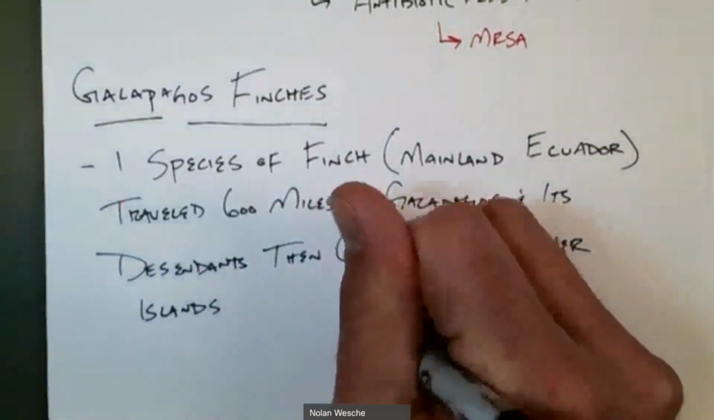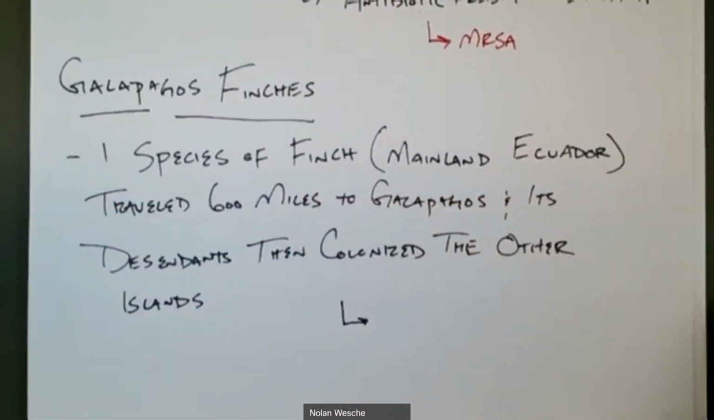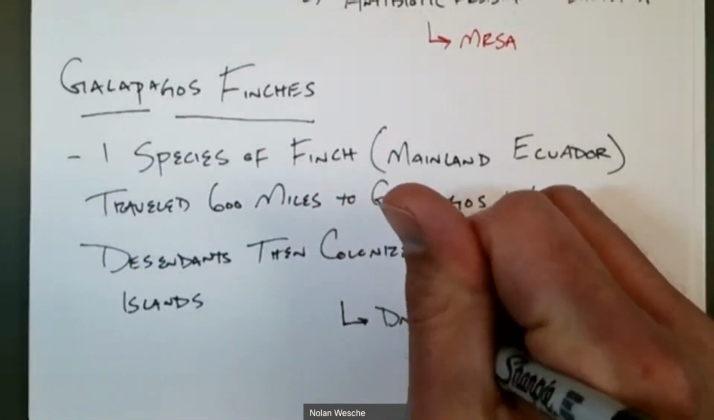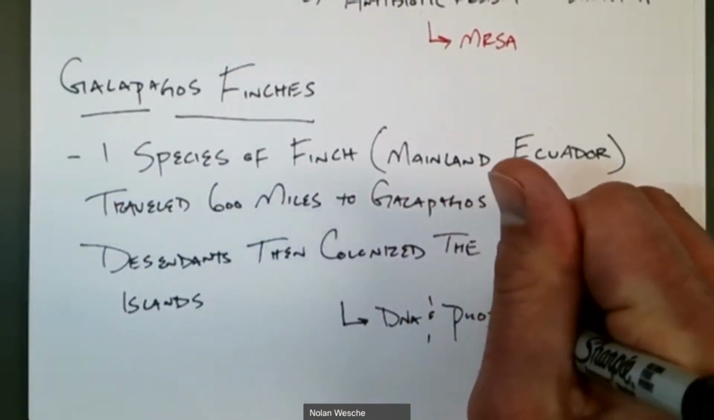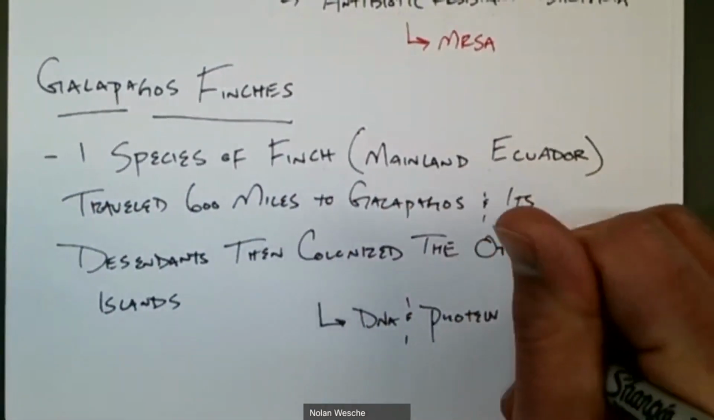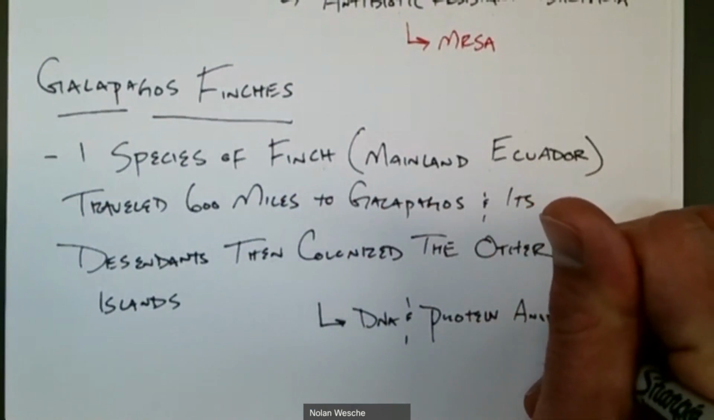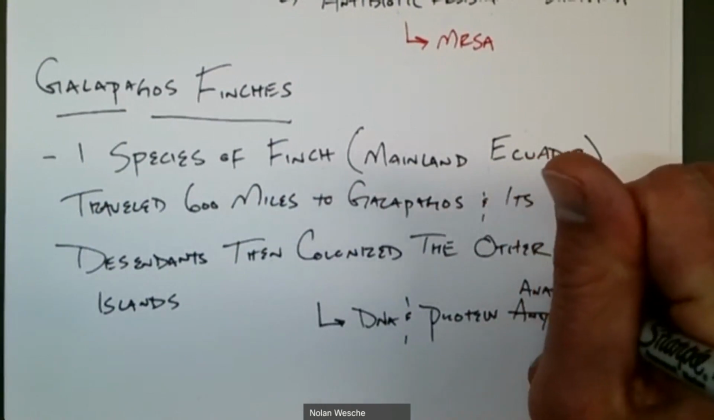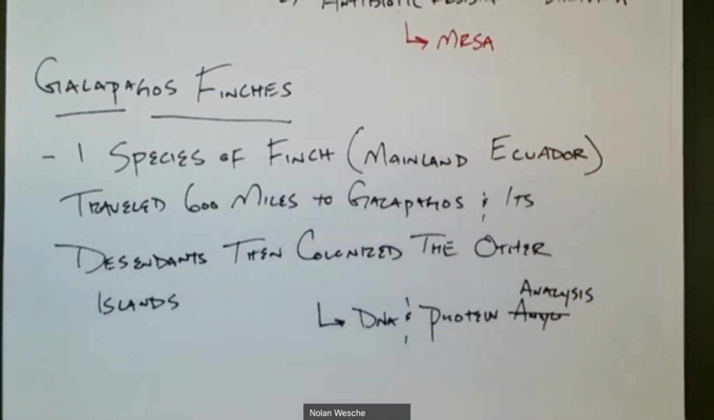And we know that because we can sequence the DNA of these finches. So with DNA and protein sequences, we can sequence the DNA and protein of these finches, and we can see that of the 13, they're more similar to each other than they are to anything that's on mainland Ecuador. So they evolved out there on the islands, and we'll get a look at that here.